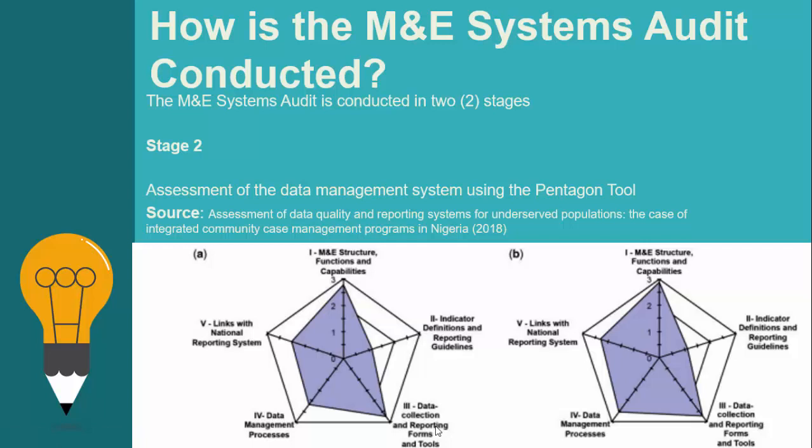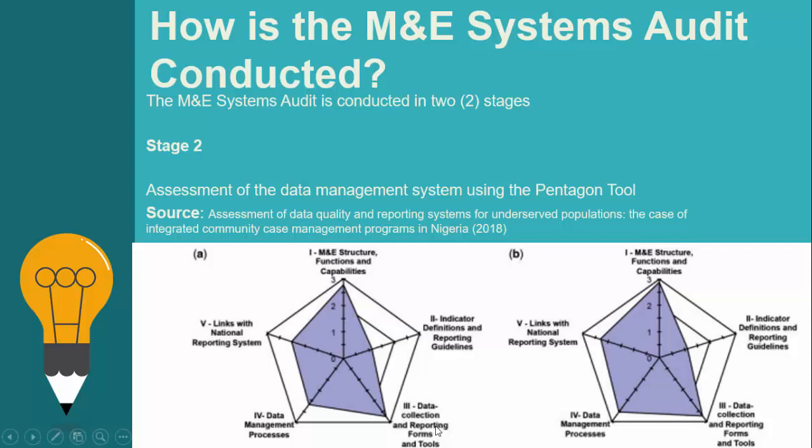Then after you check for that, using that tool, you're going to be able to generate a pentagon shape. This shape you see here will immediately tell you where the weaknesses are in that organization.